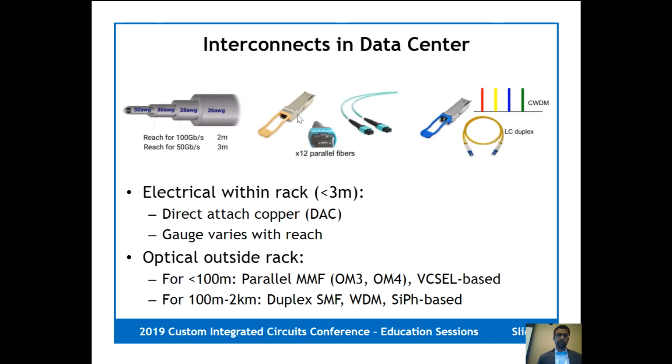parallel multi-mode fibers. These are typically VCSEL-based, and we'll probably hear more about this in the following talk by Professor Jitter. And then for longer distances, from 100 meters to 2 kilometers or even 10 kilometers, people are turning to single-mode fibers. And these are increasingly silicon photonic-based solutions. So clearly, there's a variety of interconnects that need to be supported, and that's why we need both electrical and optical links to enable the final end-to-end link bandwidths that we need.